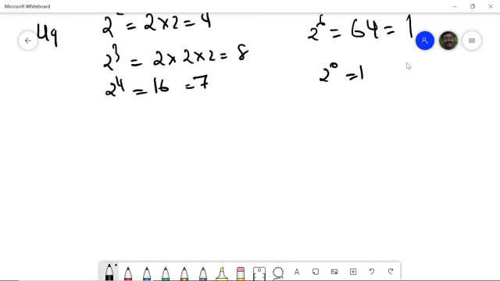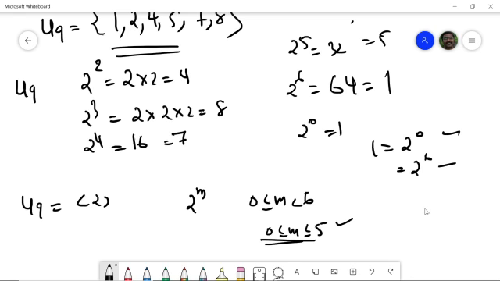So I can write in many ways. U9 is actually generated by 2, and every element of U9 can be written in the form 2 raised to m, where m varies from 0 less than or equal to m less than or equal to 5. I have taken 1 as 2 raised to 0, not as 2 raised to 6, because both are the same thing. I have used this for a particular purpose. So you can write either.